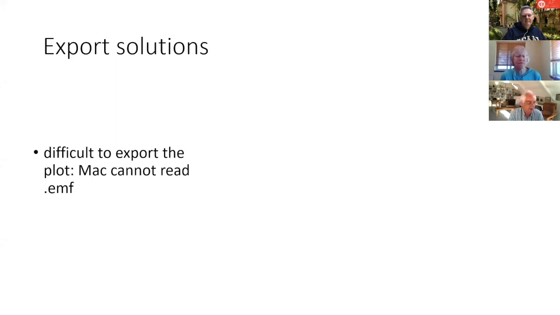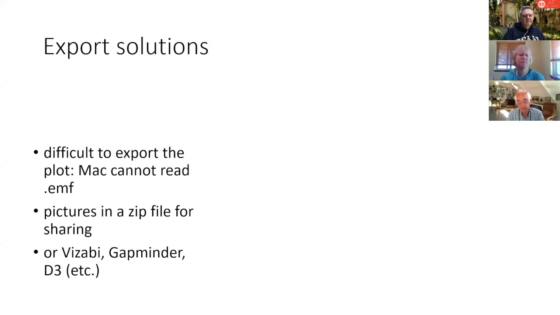If you make a so-called EMF, you can then put it into a Microsoft Office document, and actually on a Macintosh it will open up okay and it works fine. But the Macintosh basic system doesn't like EMF files, so that was one of the problems I had with Reiner. He couldn't look at the plots that I was making at first. So I had to find another way of putting pictures into a zip file for sharing, and those are just bitmap pictures.